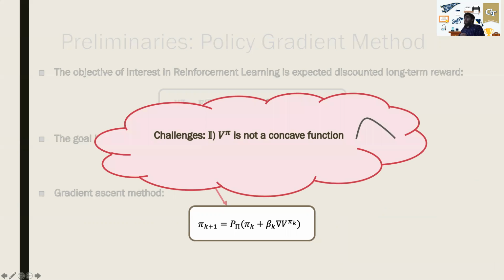However, the challenges are, first of all, that our value function V^pi is not a concave function as drawn here, and also we don't have access to these gradients at each time step. I should mention here that access to these gradients is the main distinction between the Markov decision process and reinforcement learning. In a Markov decision process, we assume we have access to the gradient, but in reinforcement learning, we don't, so we have to somehow estimate these gradients.